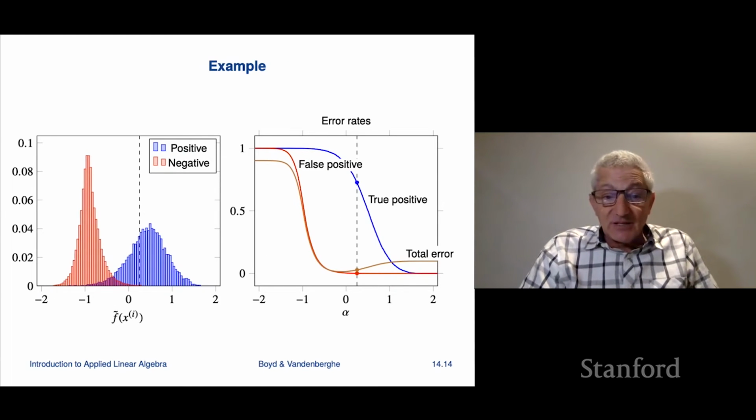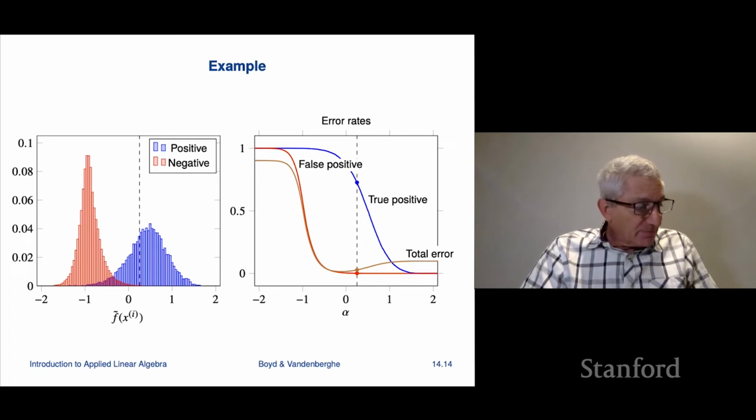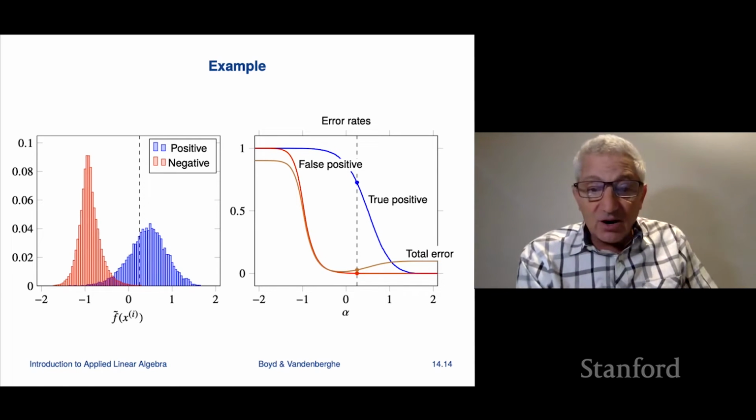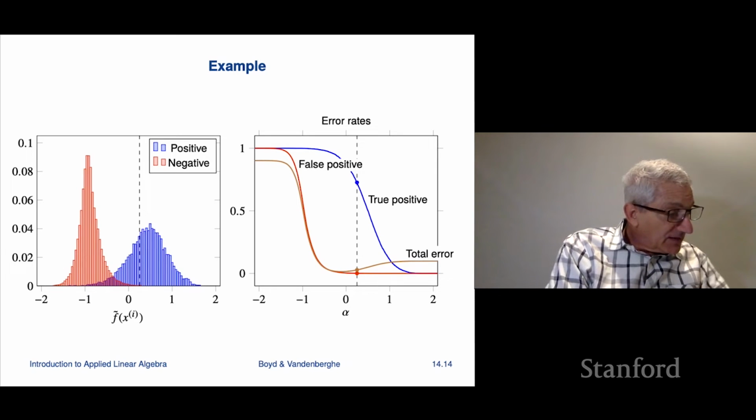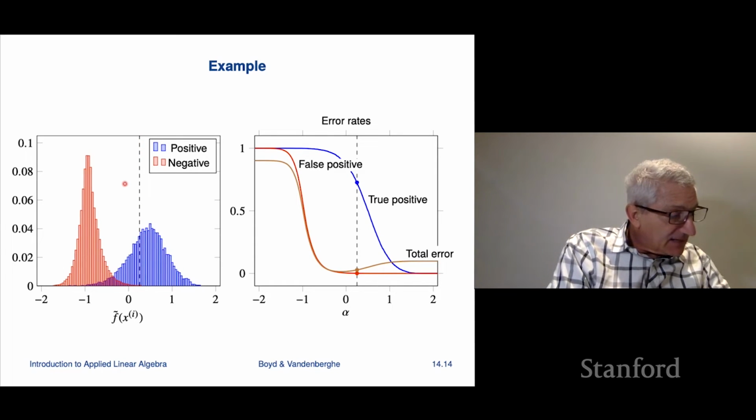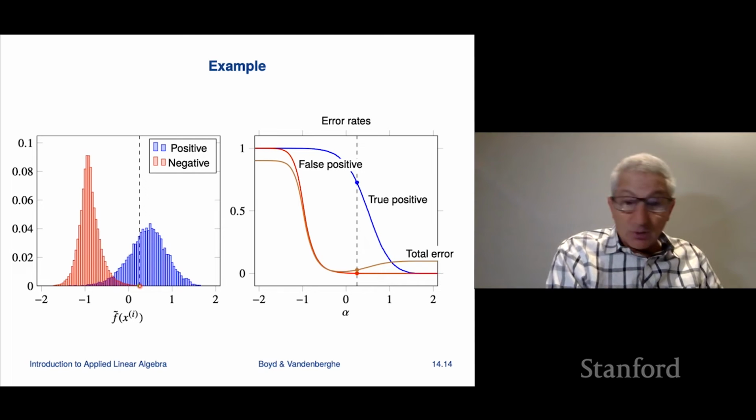But it's been taken up and it's used universally in statistics and machine learning. Everyone would know what an ROC curve is. To give a rough idea of how this works, I've set alpha equal to, I don't know, 0.2.